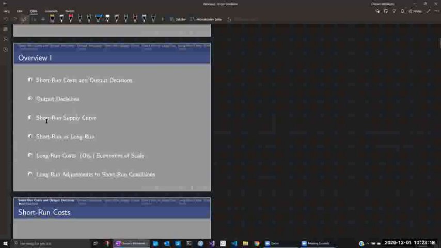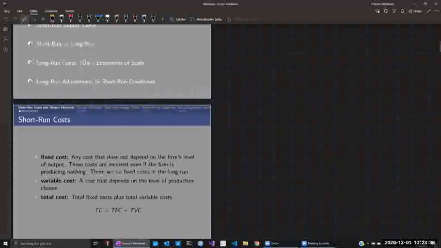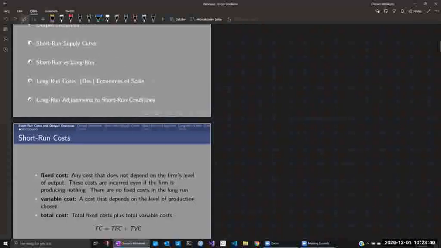And these output decisions, as you remember, will drive us to supply decisions, because if the firm knows for given prices how much output to produce in order to maximize its profit, then it will give us an understanding about the short run supply curve. Then we will go back to the long run and try to understand its relevance with the short run behavior.